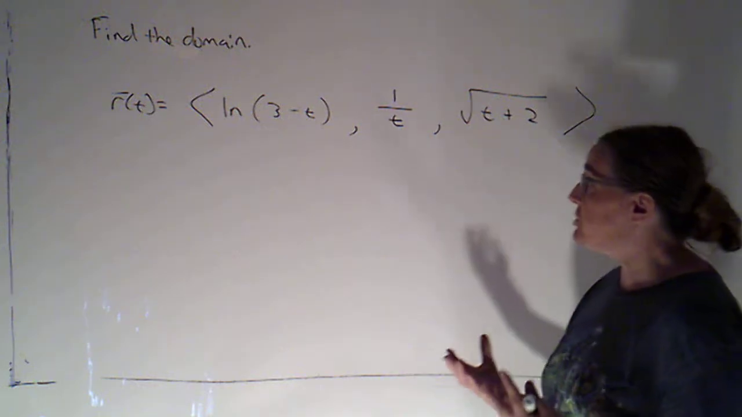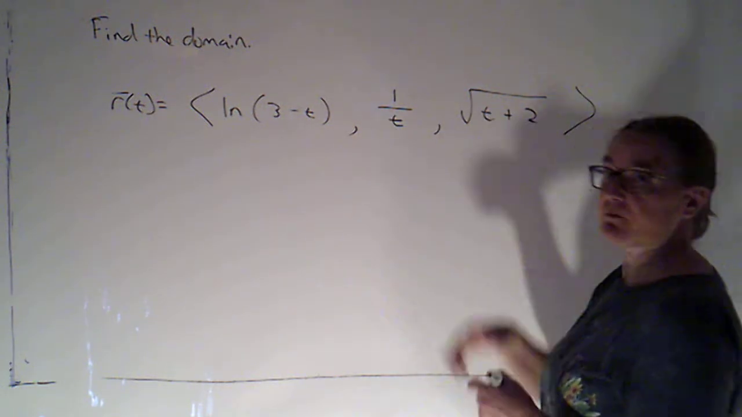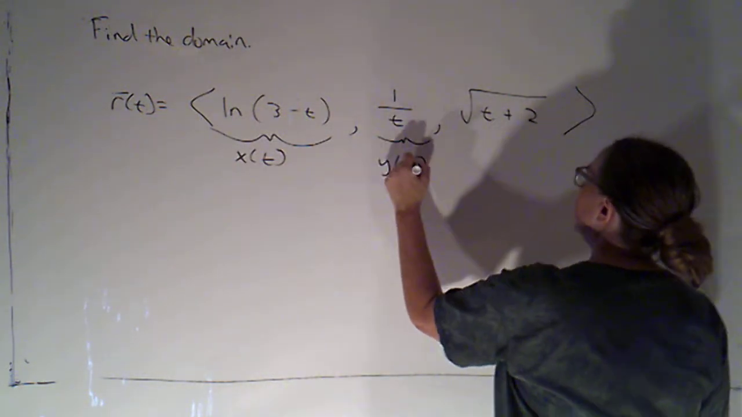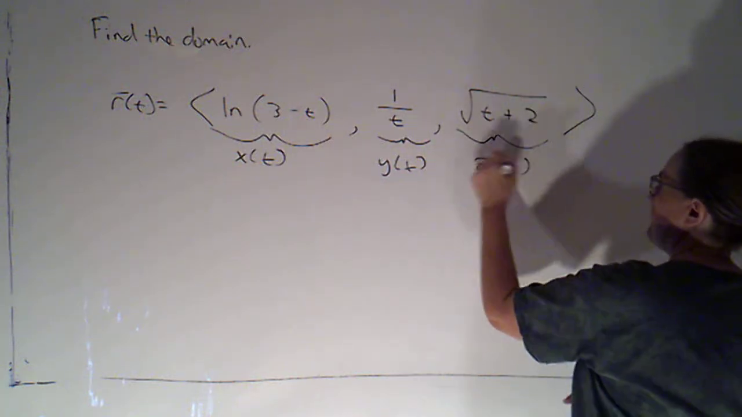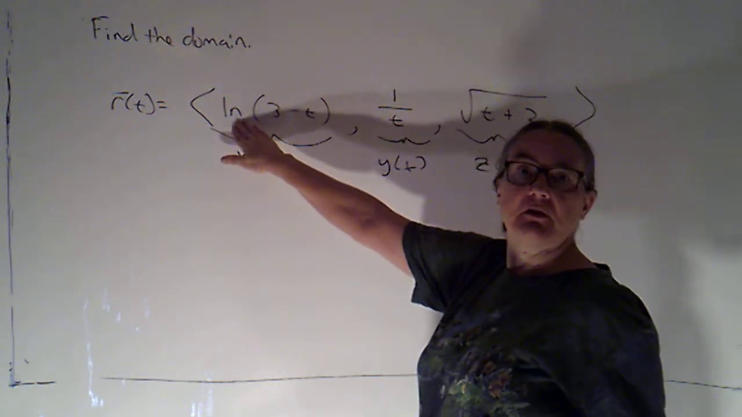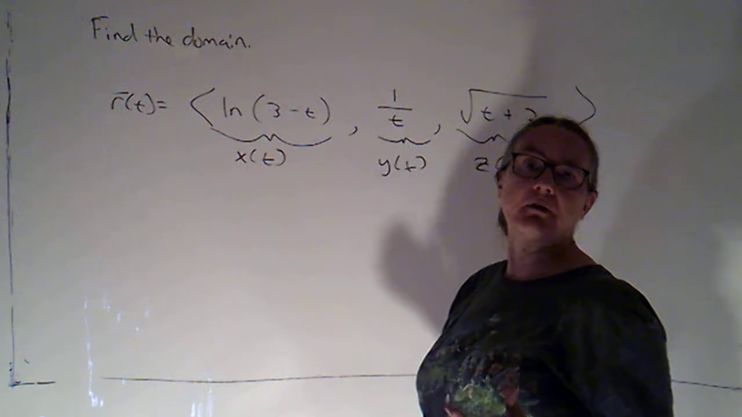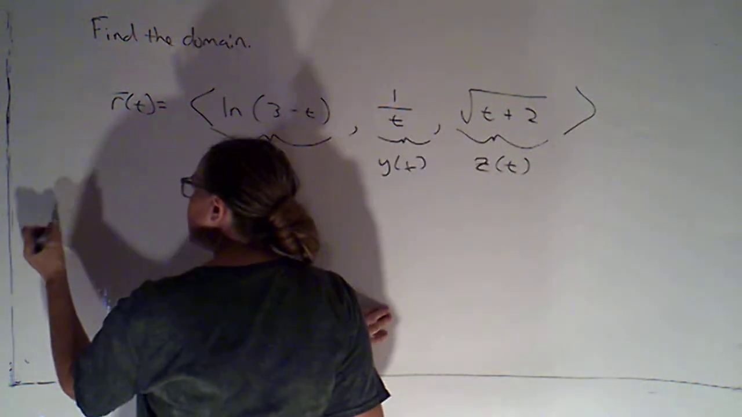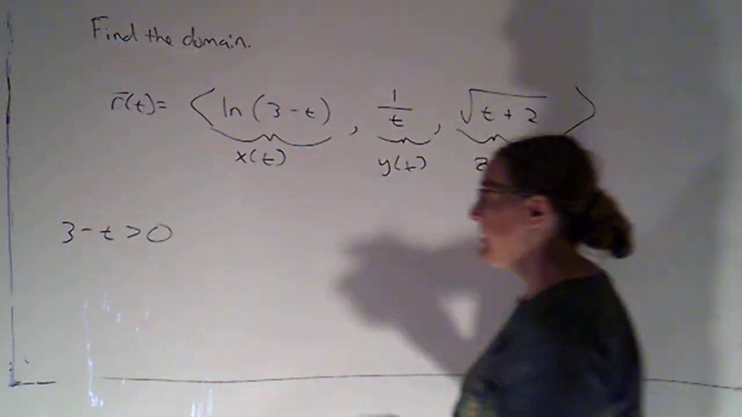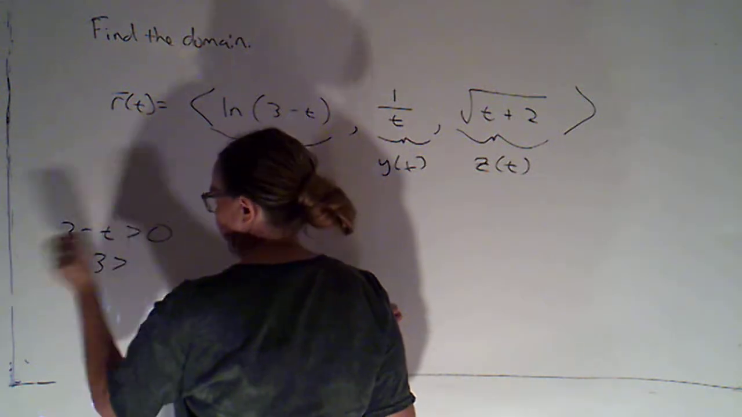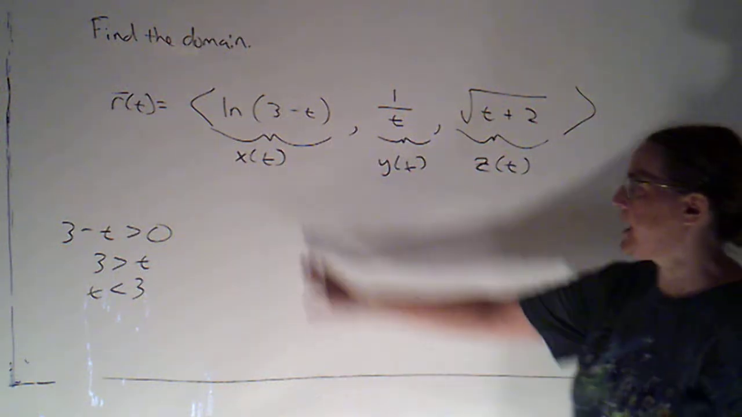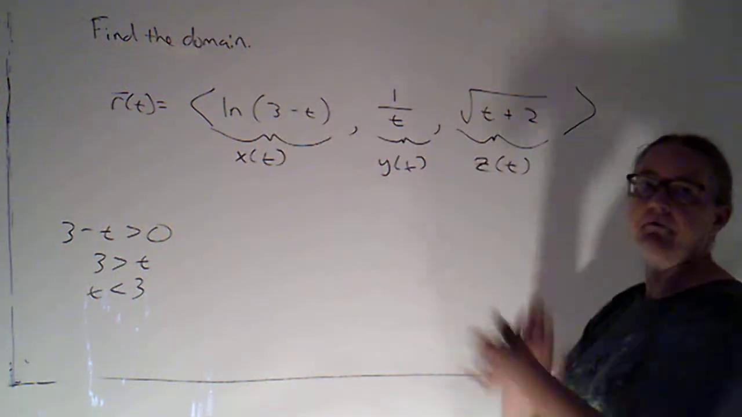Now, that means we've got to be able to do 3 different things to t, because we've got to be able to get our x function, we've got to be able to get a y value, and we've got to be able to get a z value. So in order to be able to get an x value, anytime I'm taking the natural log of something, the argument of the log function has to be positive. So I know from the x function that 3 minus t has to be strictly bigger than 0. That's going to mean that 3 is bigger than t, or equivalently t is less than 3. Okay. If t isn't less than 3, I won't get an x value. If I don't have an x value, I don't have a vector in 3 space.